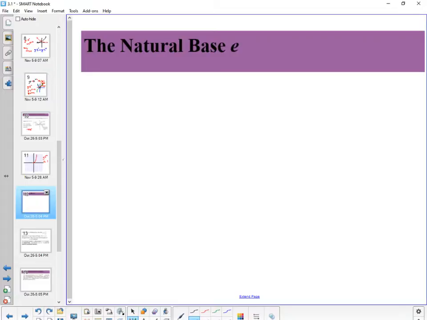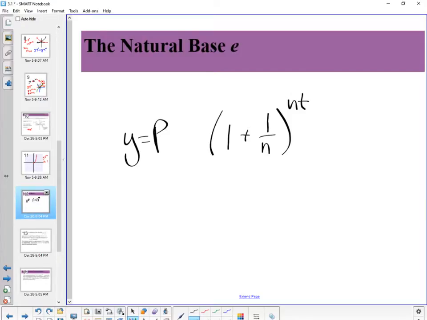Wait, what? Can someone Google for me real quick the compound interest formula? The compound interest formula? I believe it's got like 1 plus 1 over n to the nt. You found it? Settle down.